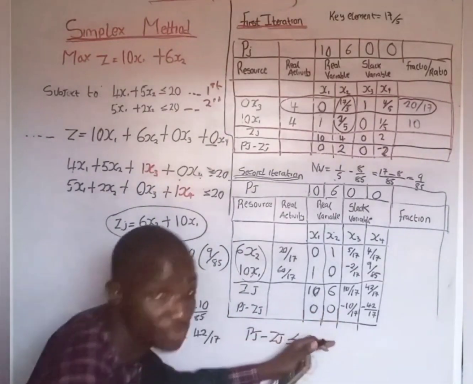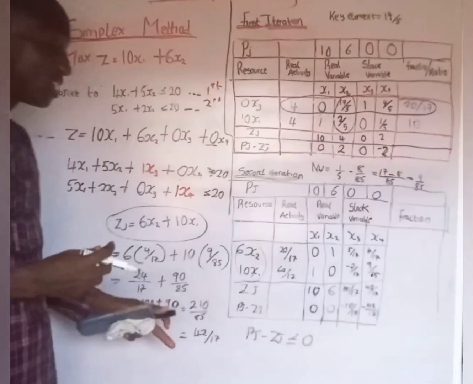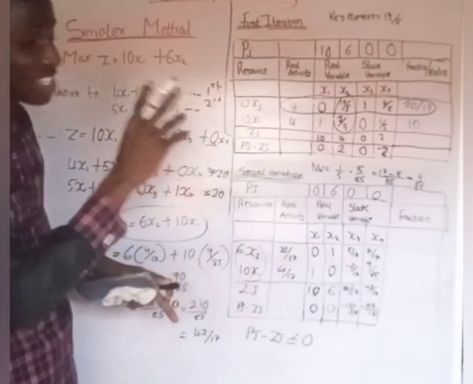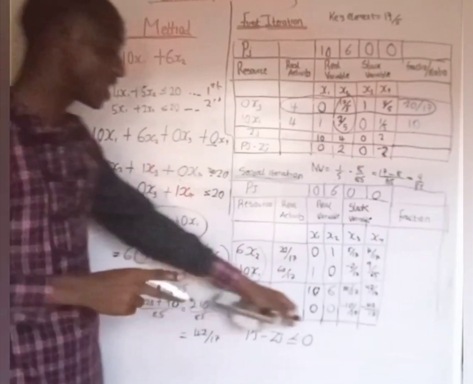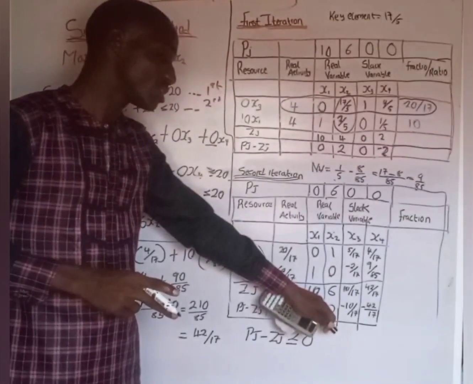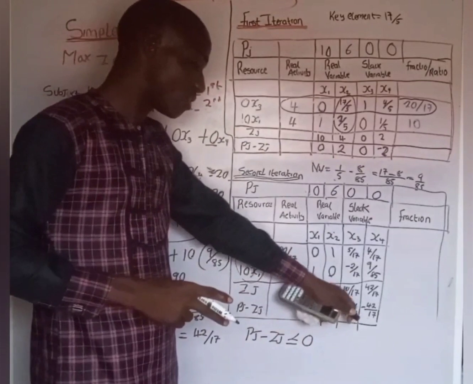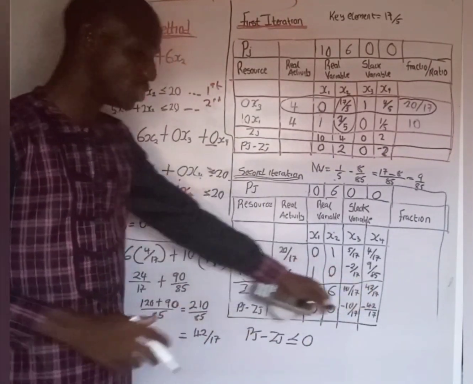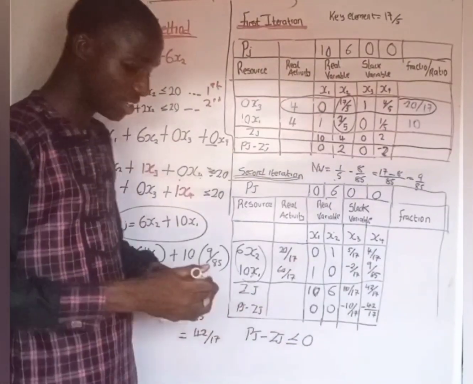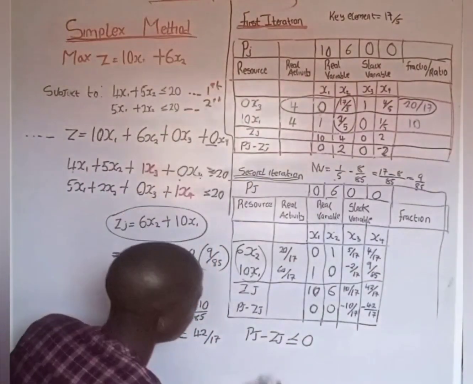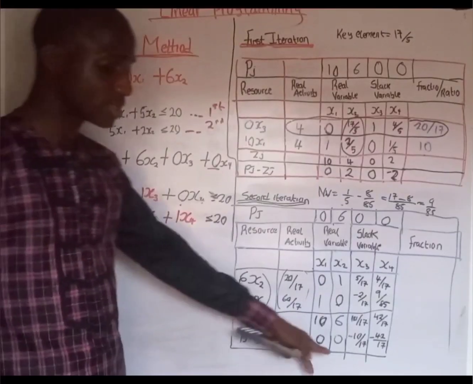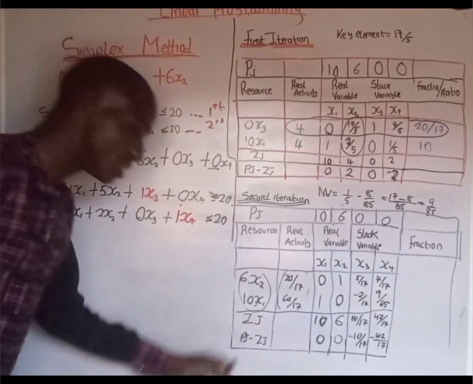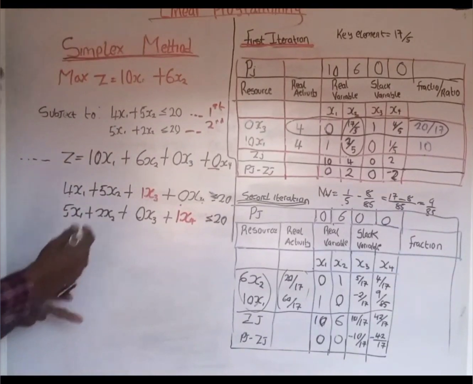Assuming that we have a positive number here that is greater than 0, we are still going to proceed to the third iteration. But because we have already reached this point, this is our final solution, because those values that we have as PJ minus ZJ here are less than or equal to 0. So we have reached an optimal solution here. Now let's proceed to calculate the value of the objective function.